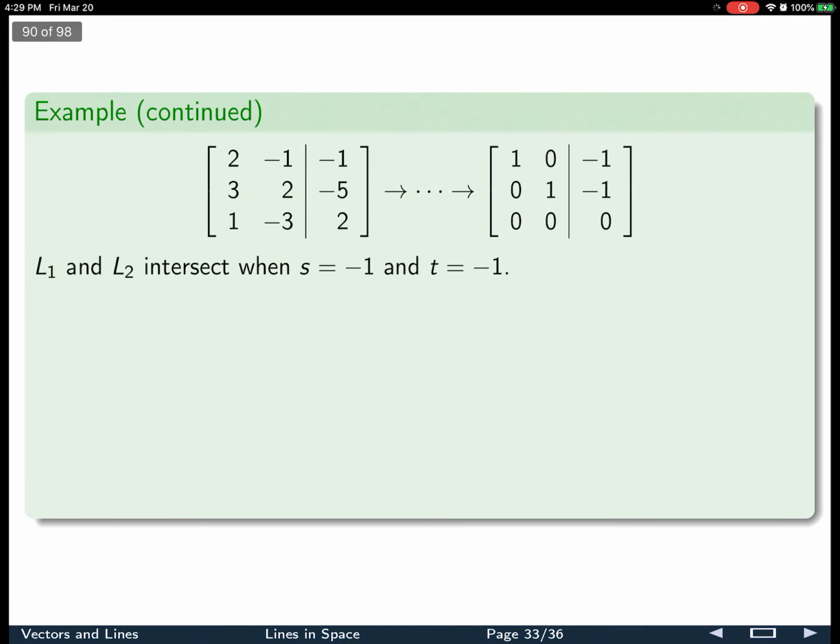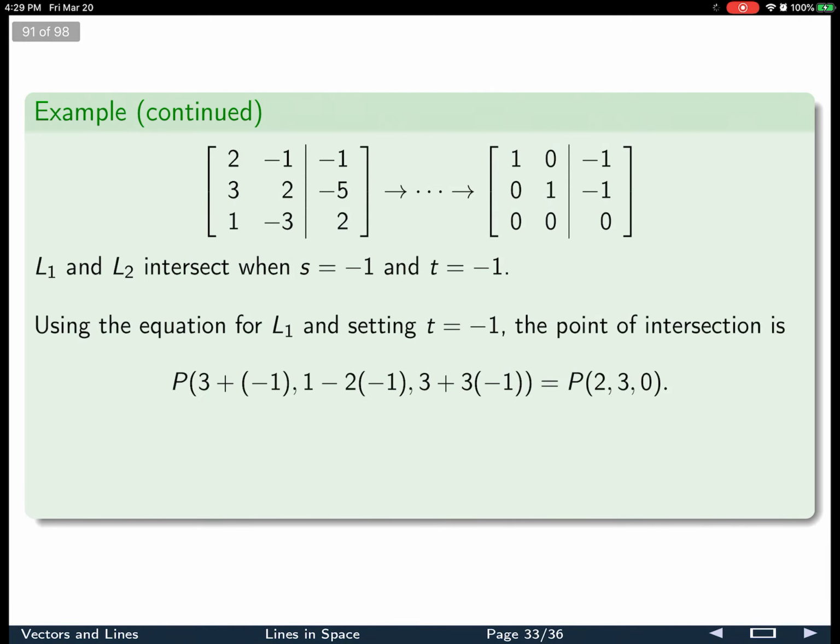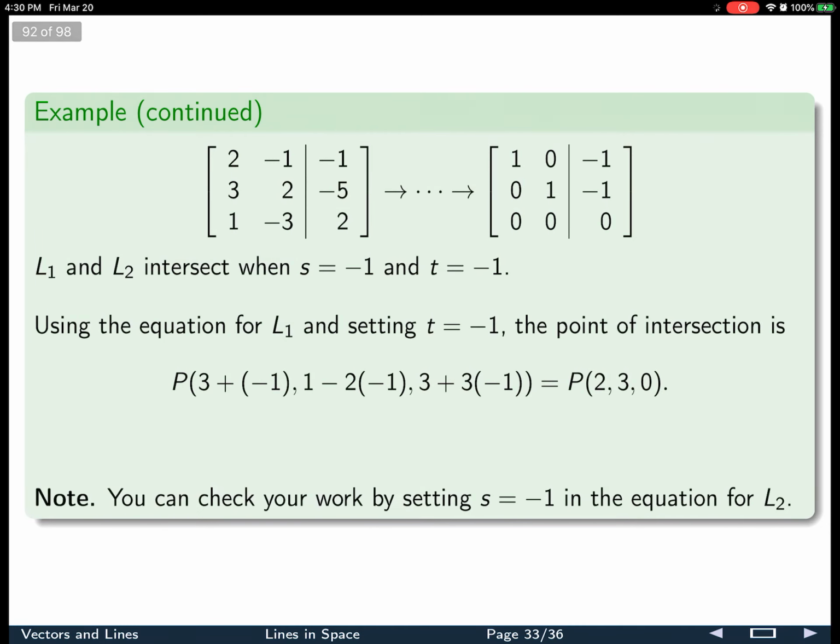We do some row reduction and find out, hey, those 2 do intersect when s is -1 and t is -1. And so we can find that point of intersection by just plugging s and t into our original parametric equations, and we're good. Cool.